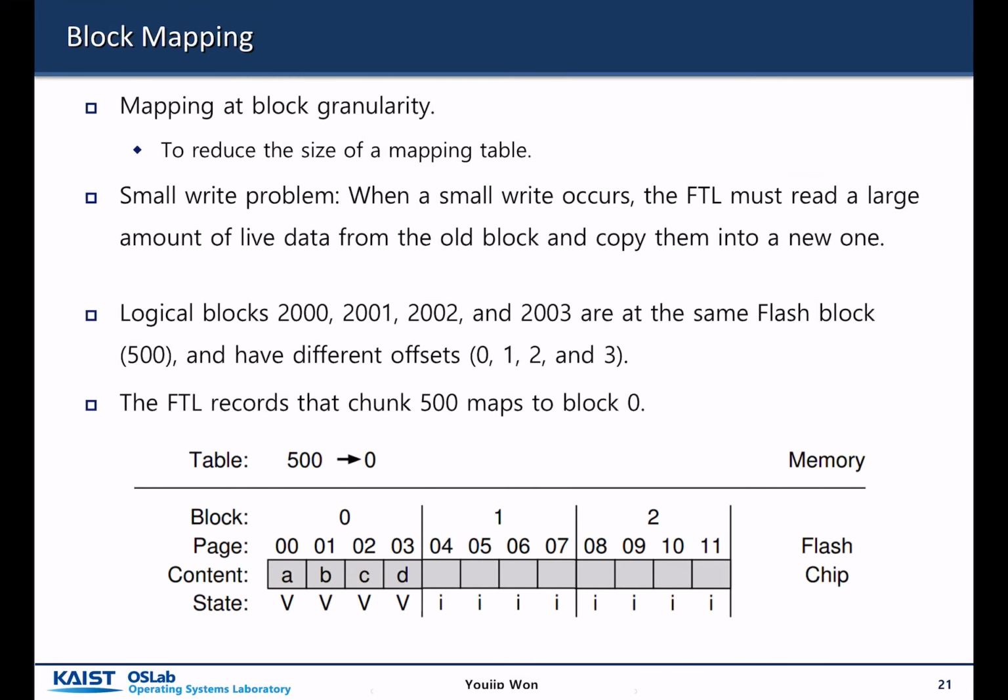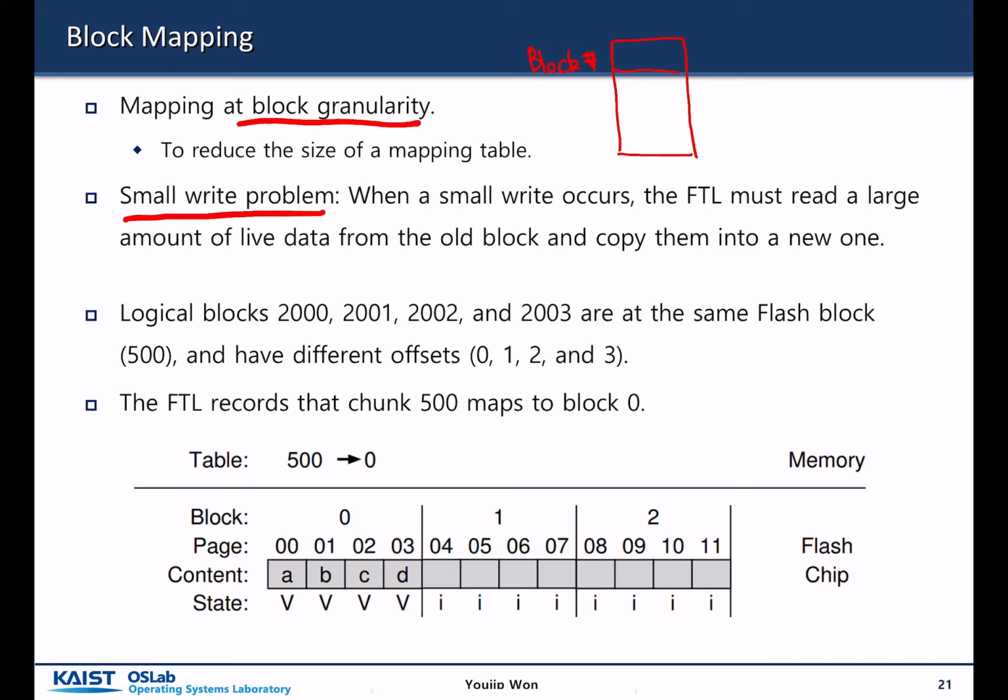In block mapping, we map at the block granularity. So the mapping table consists of logical block to physical block mappings. Each entry represents a block number. Block mapping suffers from the small write problem. When a small write occurs, the FTL must read a large amount of live data from the old block and copy it into a new one.